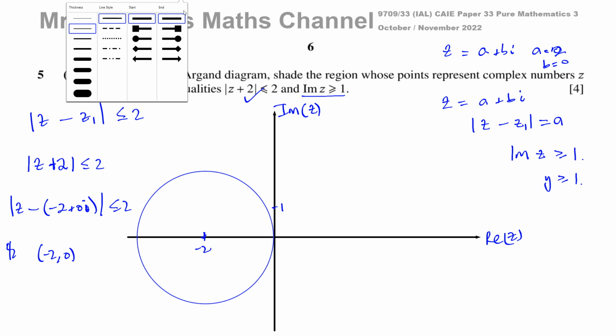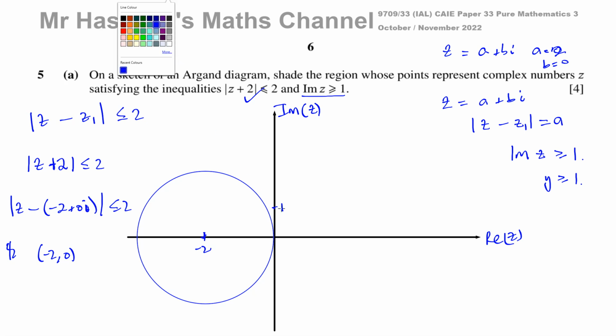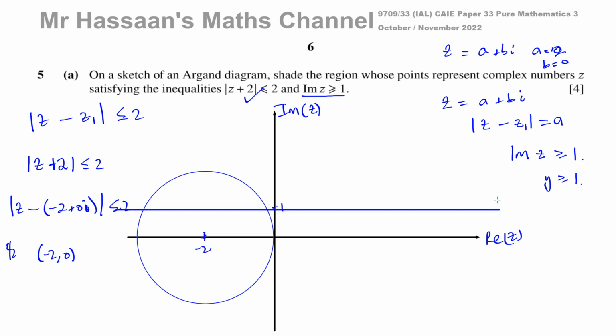It's going to go through 1, look something like this, and be solid again, as I mentioned. We have to shade the region which is within 2 units of the center of the circle, and also greater than this line y equals 1. So it must be above this line but inside the circle. When we shade the region, we're going to shade this region over here, shading this part.